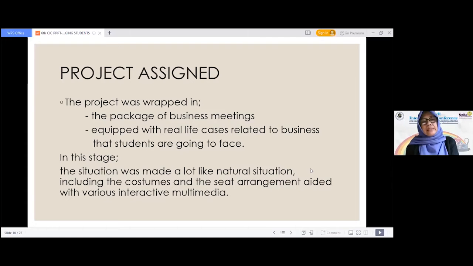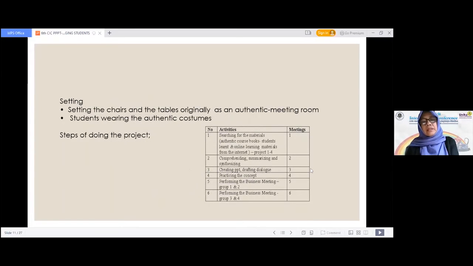At this stage, the situation was made a lot like a natural one, including the costumes and the seat arrangement, aided with various interactive multimedia. The chairs and the table were set up like an authentic meeting room, and students wore authentic costumes.